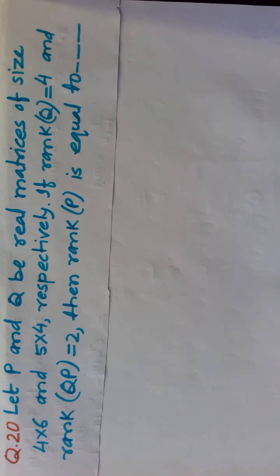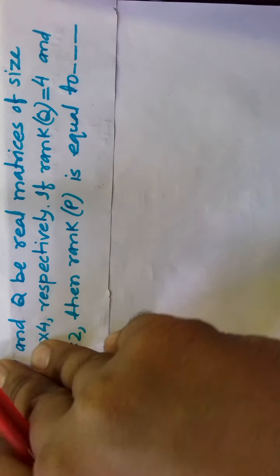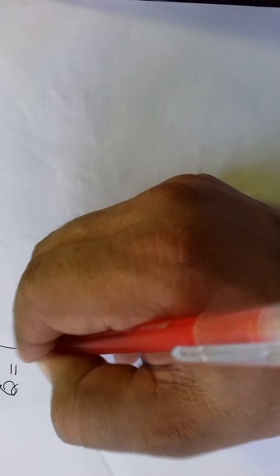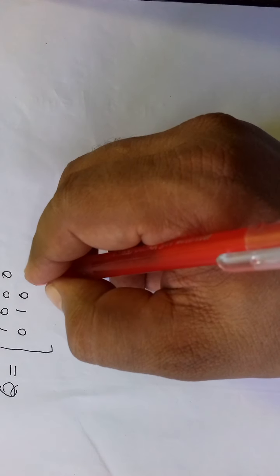Here is our question. In this question we are interested only in ranks, different ranks. So let us see. Q given in the question is 1 0 0 0 0 1 can be taken because its rank is 4.